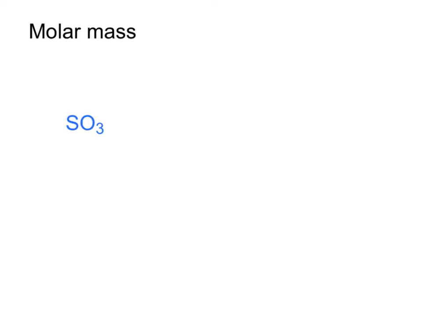Molar mass is the mass of exactly 1 mole of a substance. It could be 1 mole of carbon, it can be 1 mole of oxygen, or it can be here 1 mole of a compound, such as SO3. So in order to calculate this, what we want to do is add up the individual molar masses, and this is found on the periodic table. So sulfur, S, weighs 32.07 grams per mole.